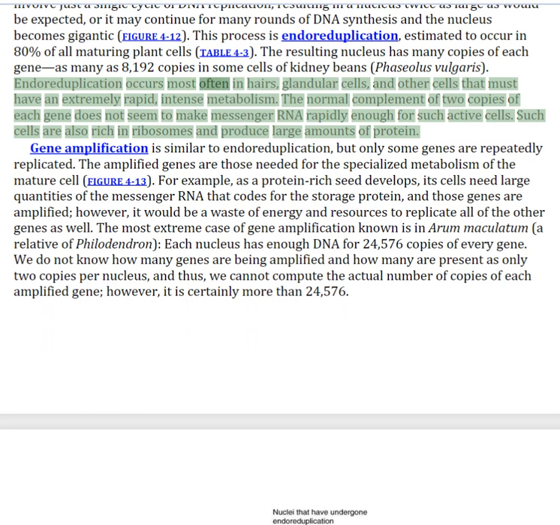Endoreduplication occurs most often in hairs, glandular cells, and other cells that must have an extremely rapid, intense metabolism. The normal complement of 2 copies of each gene does not seem to make messenger RNA rapidly enough for such active cells. Such cells are also rich in ribosomes and produce large amounts of protein.